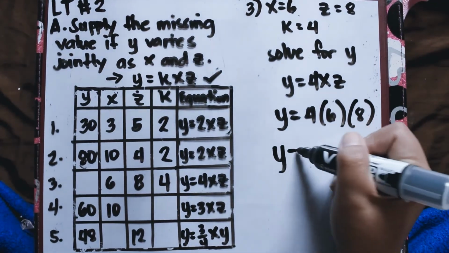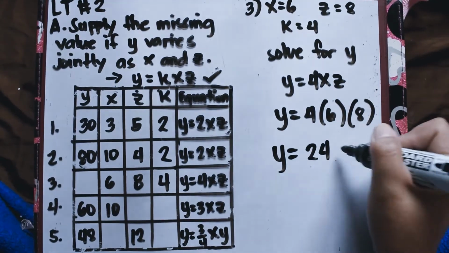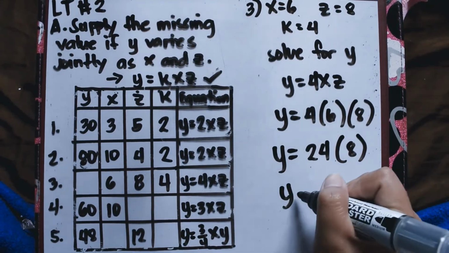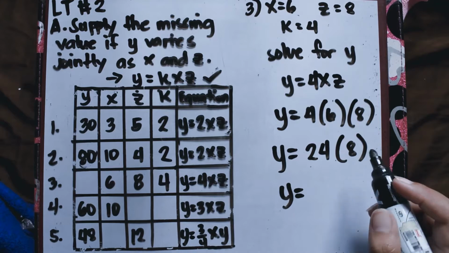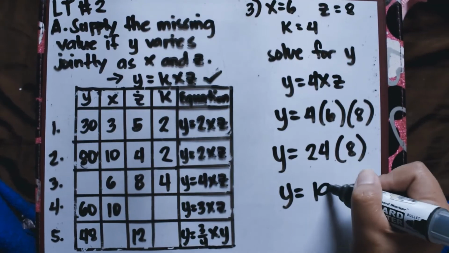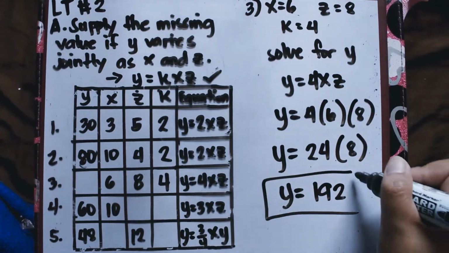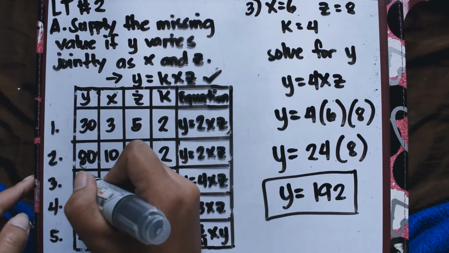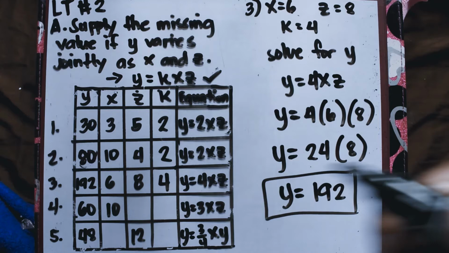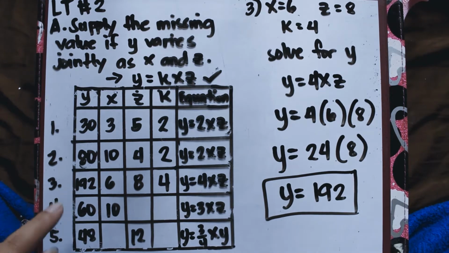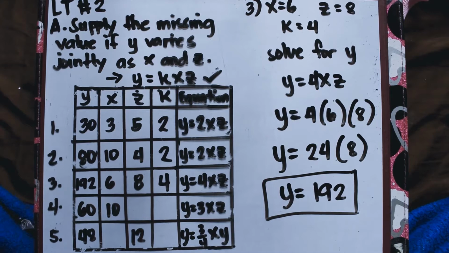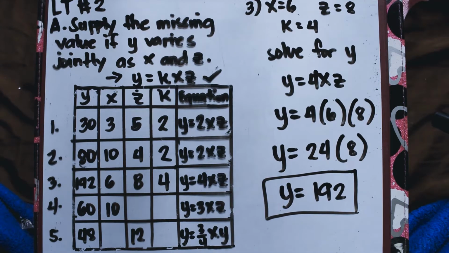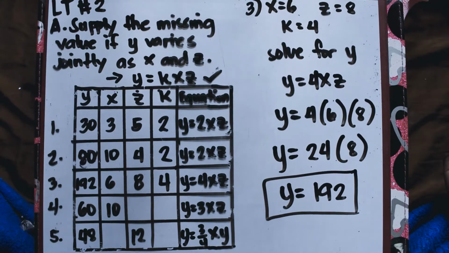Next. Multiply. So, we have 4 times 6. We have 24 times 8. So, y now is equal to 24 times 8. We have 192. So, ito na po yung value ng ating y. So, ilalagay ko na po dito. Y is 192. 192 yun ha, baka kala nyo 142. Ayan, so maganda kasi magsulat. Ayan, 192 po. So we're done with number 3. So last 2 na po tayo, numbers 4 and 5. Let's now proceed with number 4.